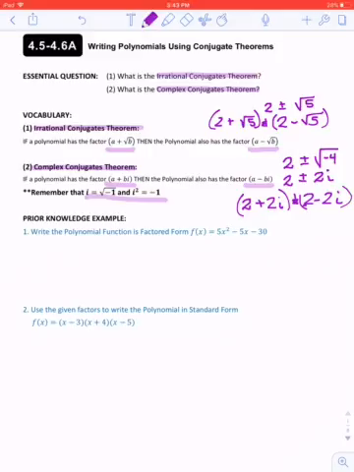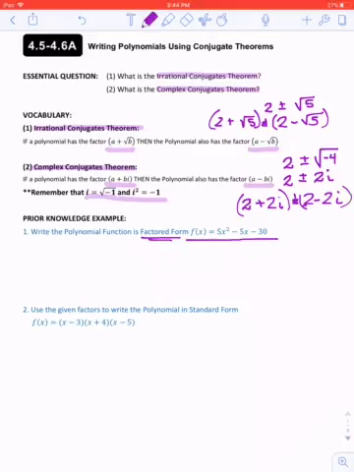So let's talk about some prior knowledge. If I was to ask you to write a polynomial function in factored form, and I give you this function here, f of x equals 5x squared minus 5x minus 30. So that is a function. Right now it's in standard form. My goal is to get it into factored form.